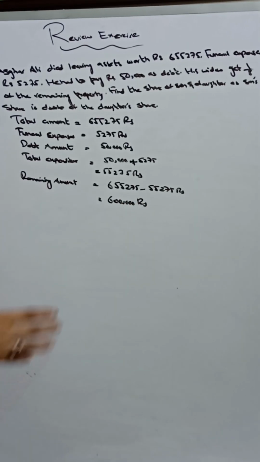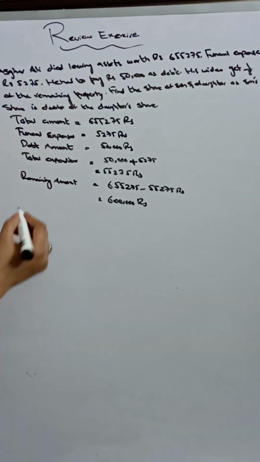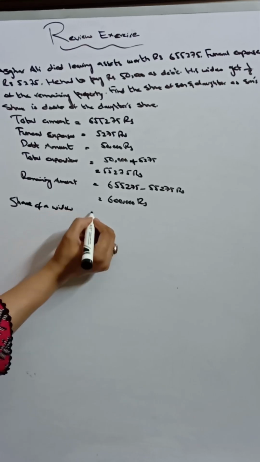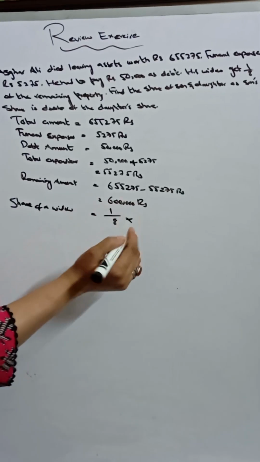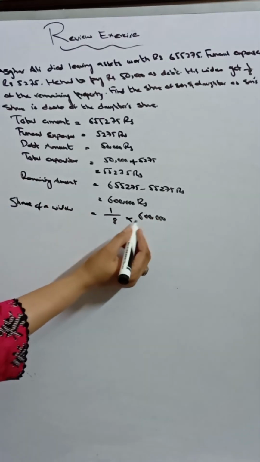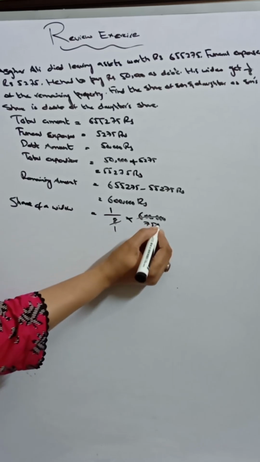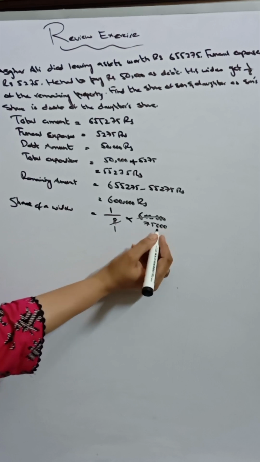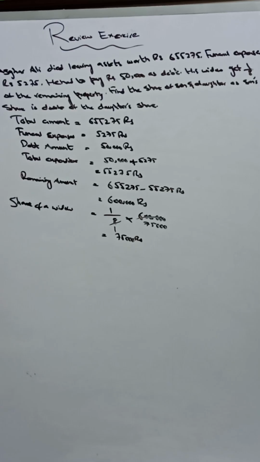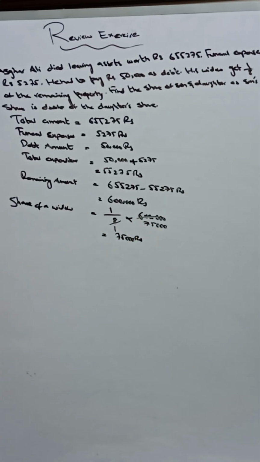Alright, now after giving all the expenses, we have to calculate the share of the widow first. The share of our widow is 1 by 8 of the remaining amount, 6 lakh. So 8 ones are 8, 8 sevens are 56. 8 fives are 40. Then 3 zeros. So what is left? 75,000 rupees.